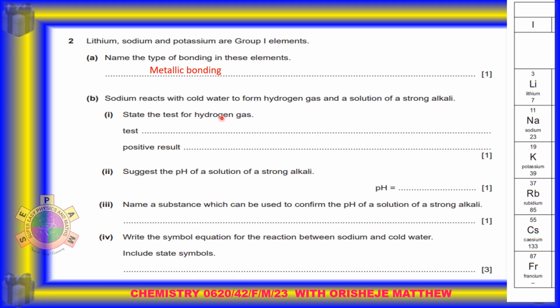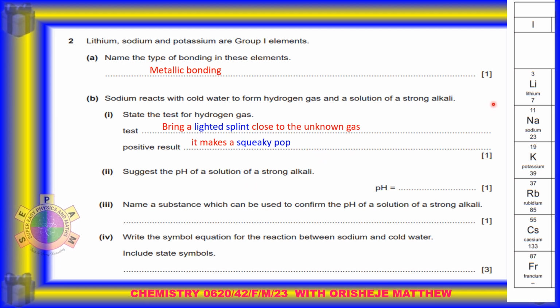State the test for hydrogen gas. The test for hydrogen gas is to bring a lighted splint close to the mouth of the unknown gas. If it is hydrogen gas, it is going to produce a squeaky pop sound. So that is the positive result.